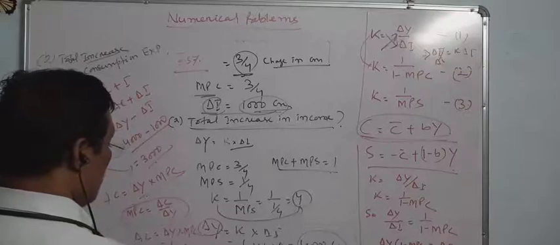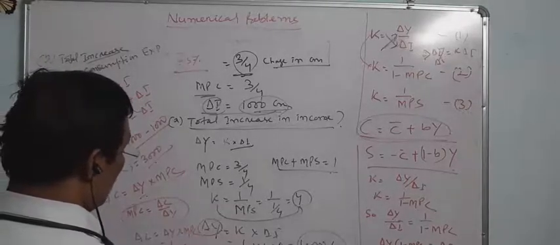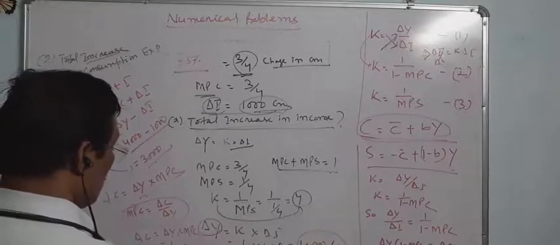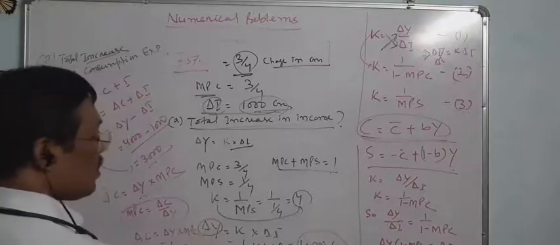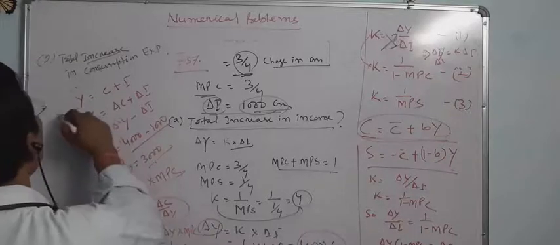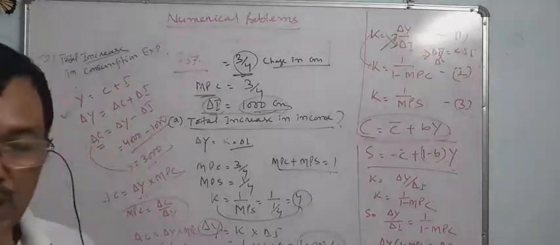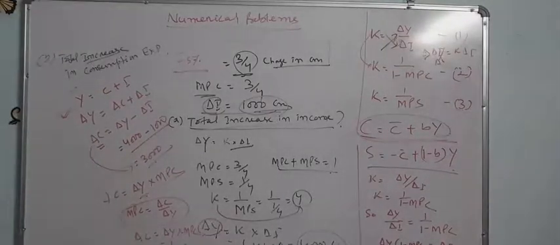So 4000 into 0.75 equal to, 4 fives are 20, 4 sevens are 28, 3000. This is in crores of rupees. It means this equal to this. Either you can find out by this formula or you may find out by the other formula the total increase in consumption expenditure.